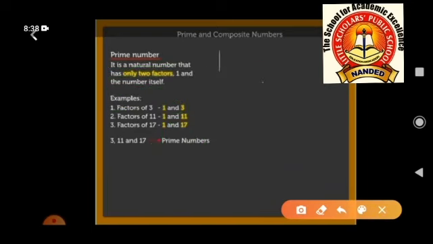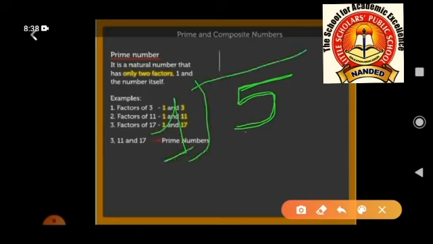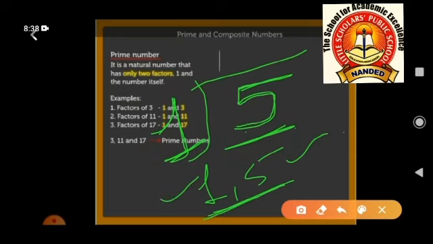For example, we have taken 5. Students, think yourself: is the number 5 divisible by any other numbers? 5 is divisible by only 1 and 5 itself. No other number divides 5 completely. Hence the factors of 5 are 1 and 5, which means only two factors, 1 and itself.